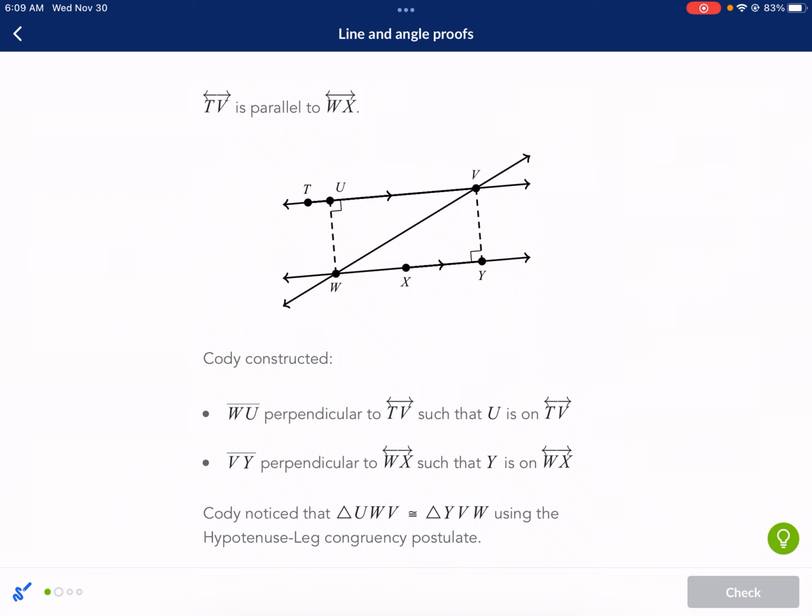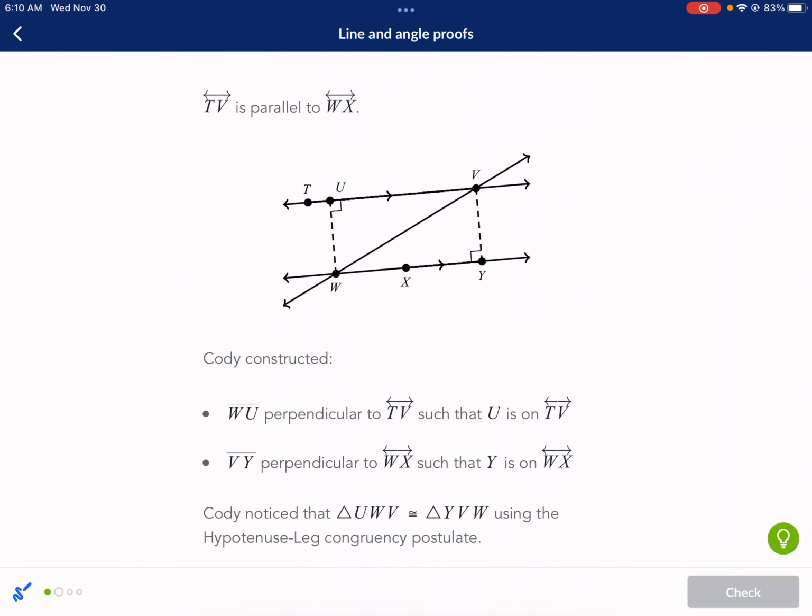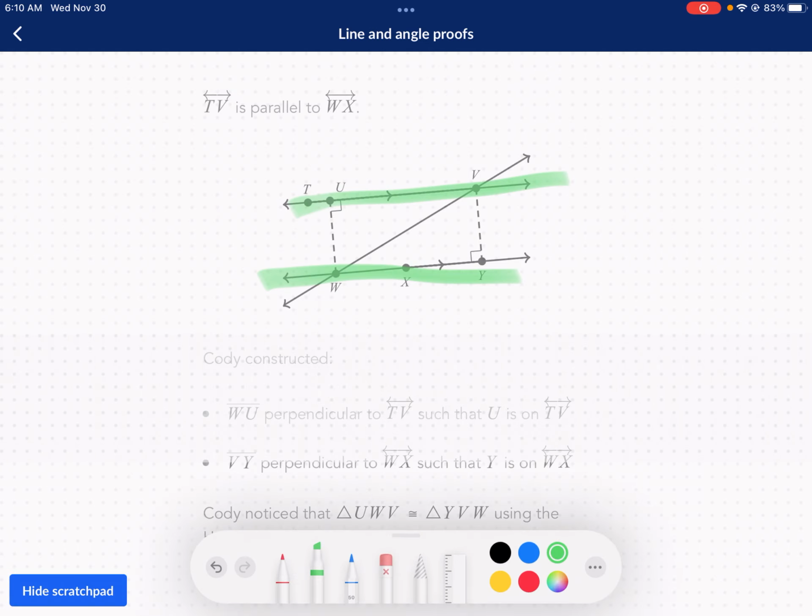All right, here we go. This one looks involved. So we have TV parallel to WX. Just as a refresher, here's TV, here's WX. Those two lines, and they're parallel. So we have some other things going on. WU perpendicular to TV. WU is right here. And then VY perpendicular to WX. It's just saying that U and Y are on those lines, those green lines.